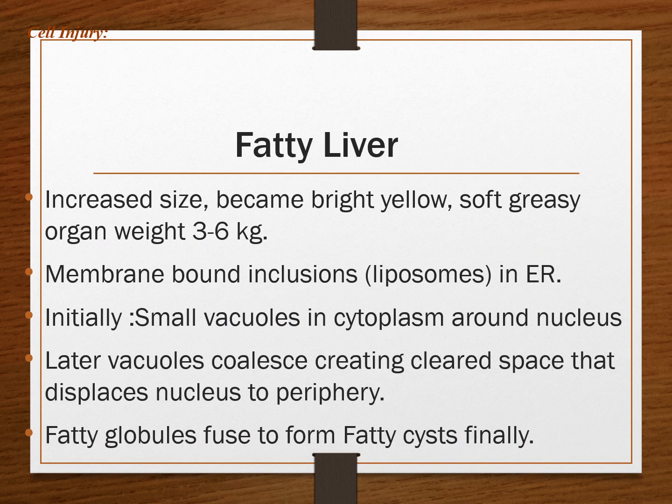There is increased size of the liver and it becomes bright yellow, soft, greasy. It weighs around 3 to 6 kgs. There will be membrane bound inclusions in the endoplasmic reticulum. Initially, small vacuoles in the cytoplasm around the nucleus will form. Later, these vacuoles coalesce, creating a cleared space that displaces the nucleus to the periphery. Fatty globules fuse to form fatty cysts finally.